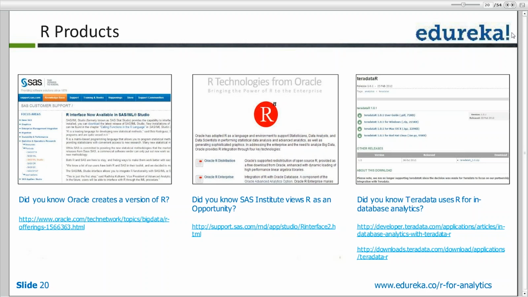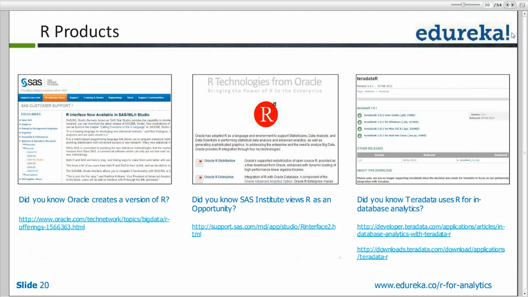Okay, right? And then, just like Revolution R, Oracle also offers an enterprise-grade R. So large organizations can purchase this distribution, Oracle R Enterprise, from Oracle, and the associated benefits of enterprise level support would also come by.